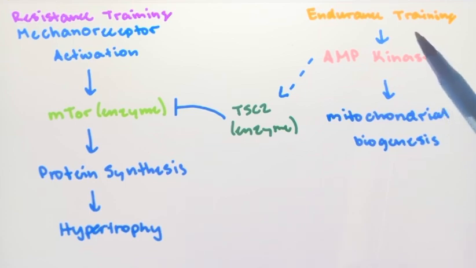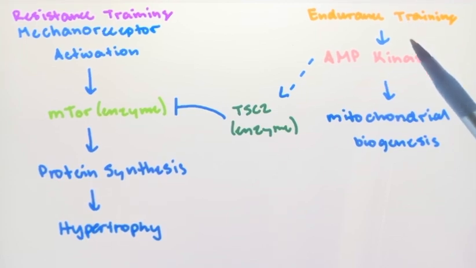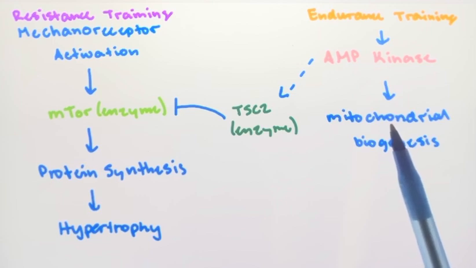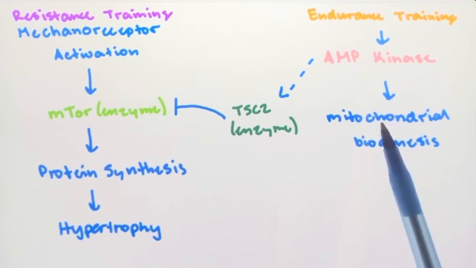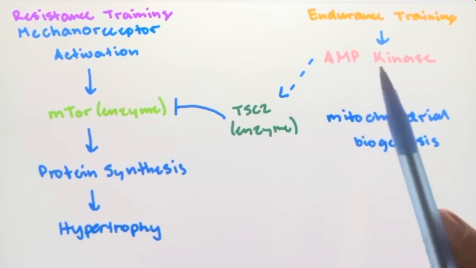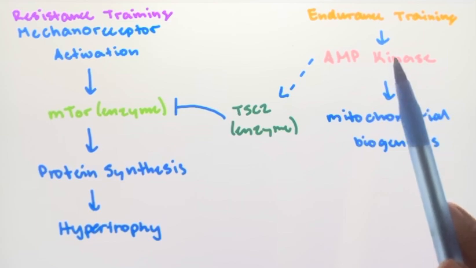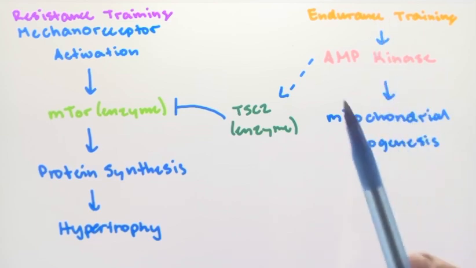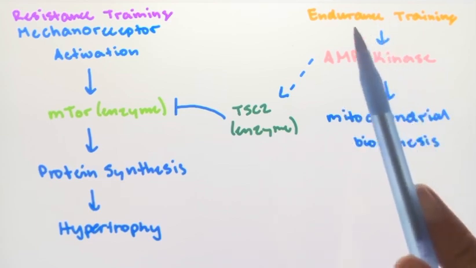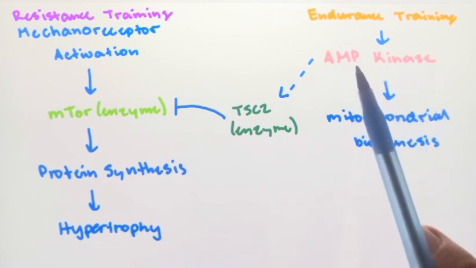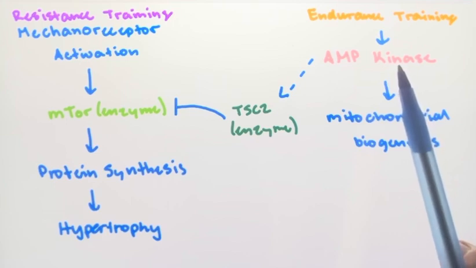Now, with the onset of endurance training, we release AMP kinase, which has two effects, but the first major one is that it increases our mitochondria biogenesis. AMP kinase is activated on the onset of increased ATP breakdown because we are trying to supply our muscles with more oxygen and more energy in order to sustain the endurance training we are placing on our body. And so AMP kinase is released on the increased production of ATP.